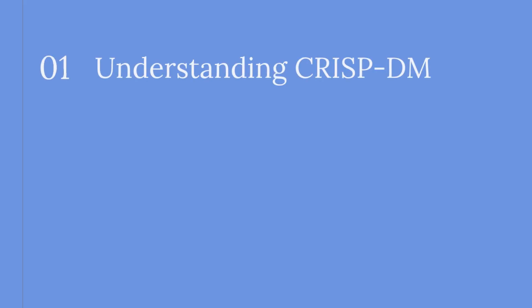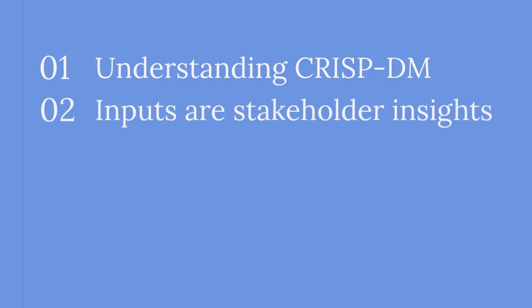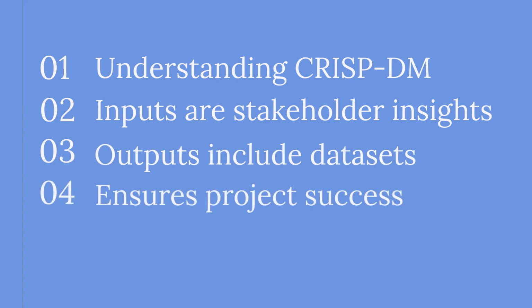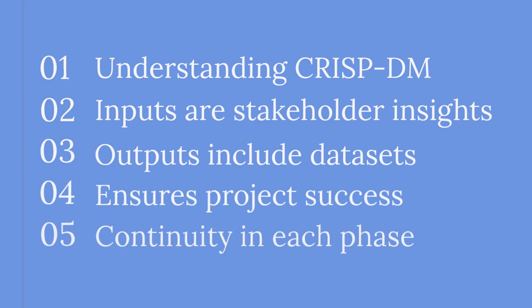Understanding inputs and outputs is crucial in CRISP-DM. Each phase builds on the previous, ensuring continuity. Inputs range from stakeholder insights to data sources. Outputs include reports and prepared data sets. This structure ensures project success.